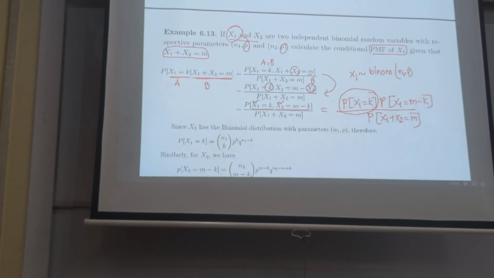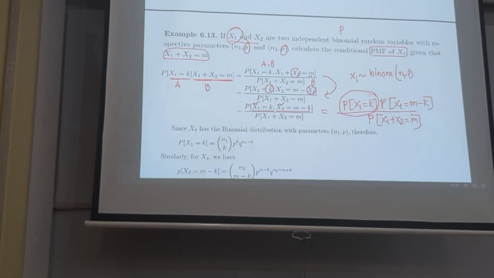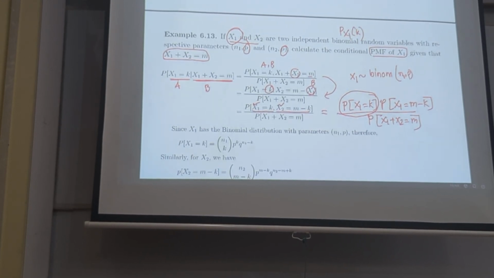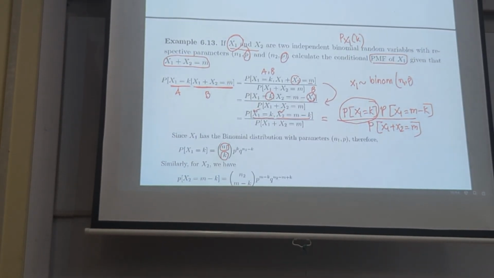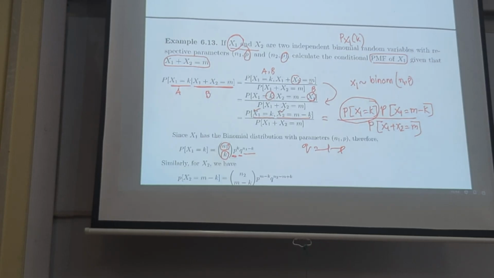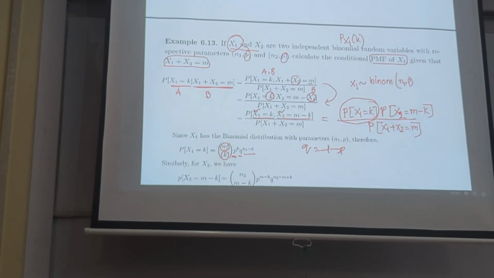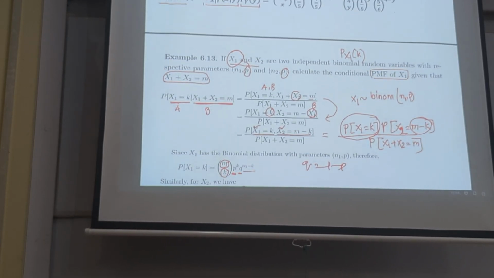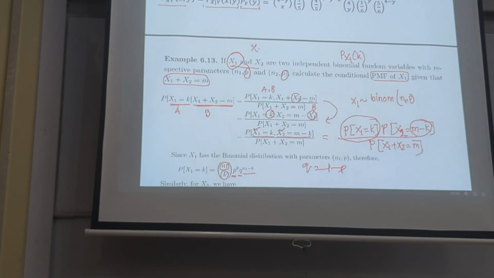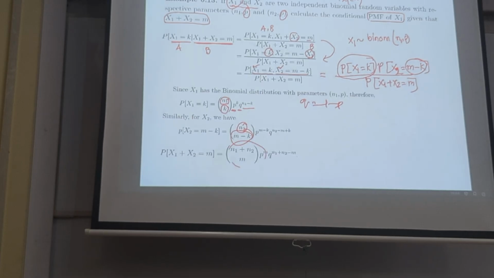So can we write the probability of X1 for the value k? What is it? n1 choose k, p to the power k, q to the power n1 minus k, where q is equal to 1 minus p. And what is the distribution of X2? X2 is also binomial. So we can write this one here: n2 choose m minus k, since m minus k is here. And now if X1 is binomial and X2 is binomial, their sum is also binomial, so it follows this.